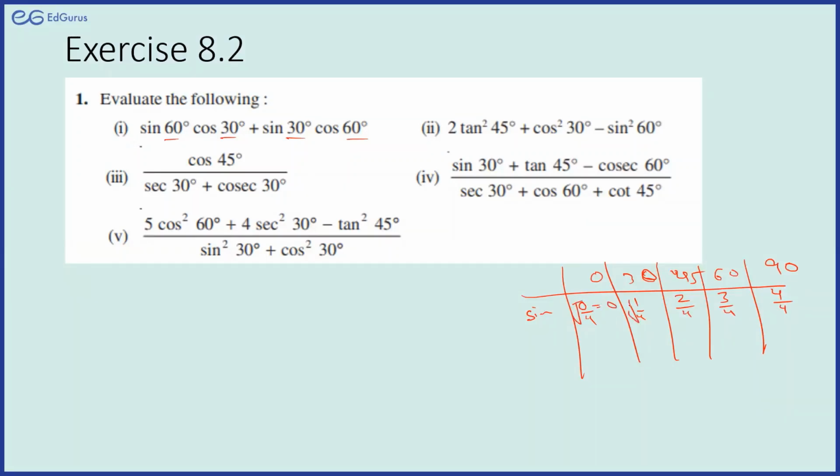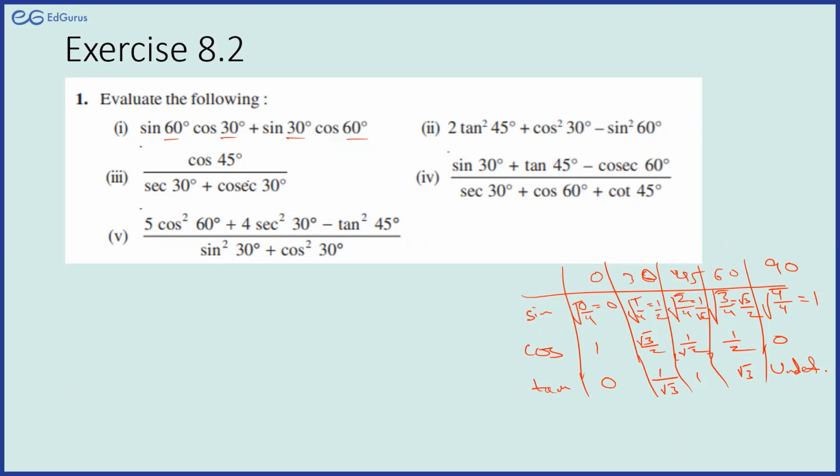So this is 0. This is 1 by 2. This is 1 by root 2. This is root 3 by 2. And this is 1. And cos is the opposite order: 1, root 3 by 2, 1 by root 2, 1 by 2, 0. Tan, you just divide. So this is 0, this is 1 by root 3, this is 1, this is root 3, this is undefined. And the others are just inverses or reciprocals.